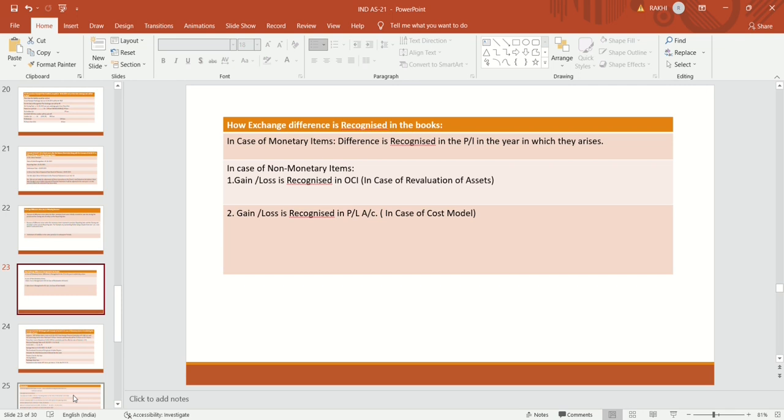In case of non-monetary items like goodwill, PPE, ROU asset, these intangible assets, in case of revaluation, it will be recognized in OCI, and in case of the historical cost model, any gain and loss is to be recognized in P&L. So in case of revaluation, it will be recognized in OCI. In any other case, it will be recognized in P&L. Like if they follow the cost model, they will recognize in P&L.